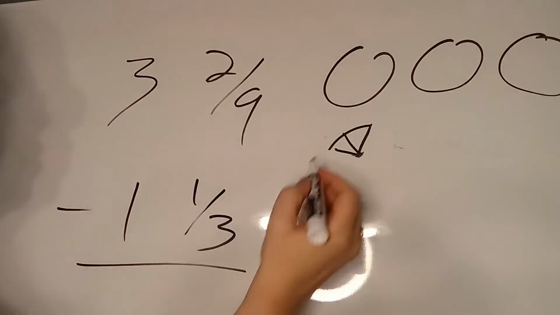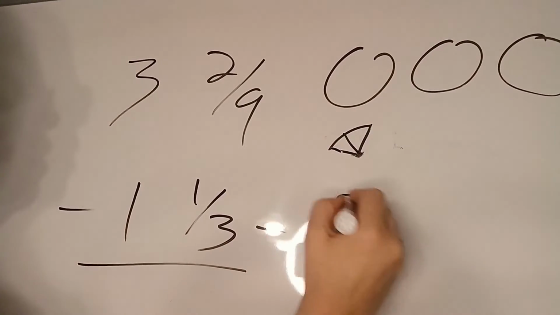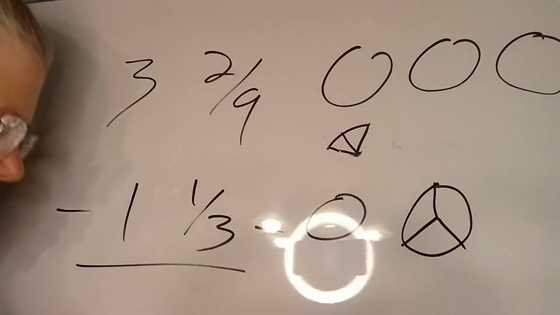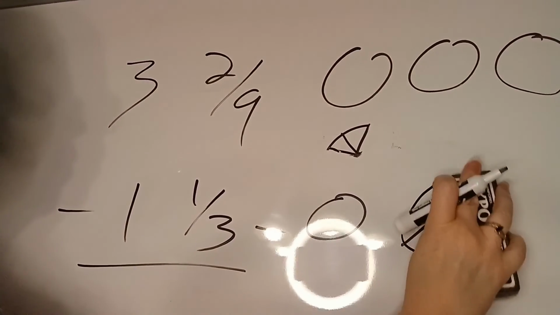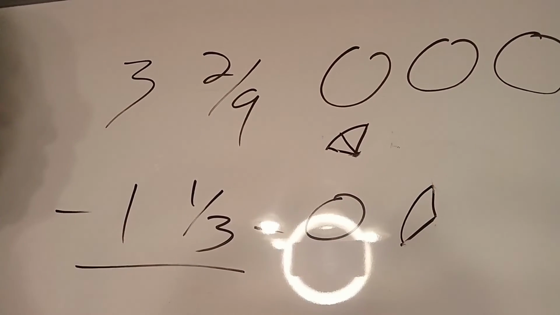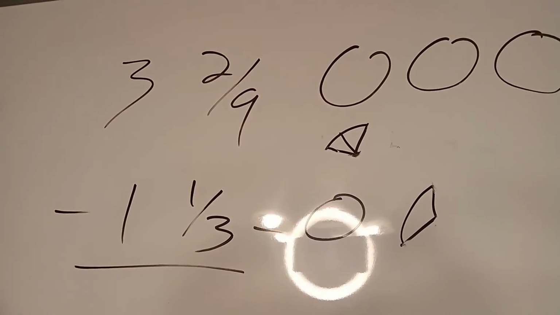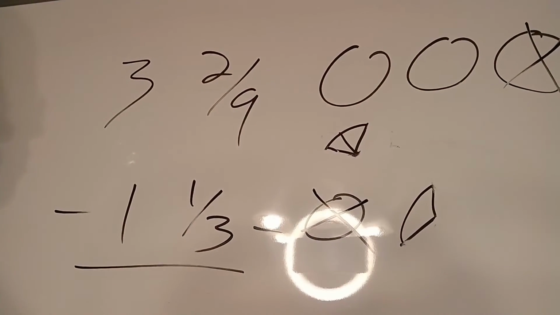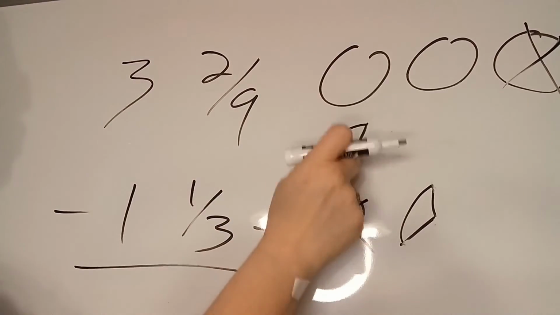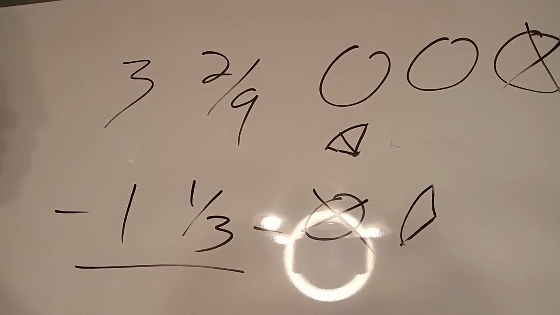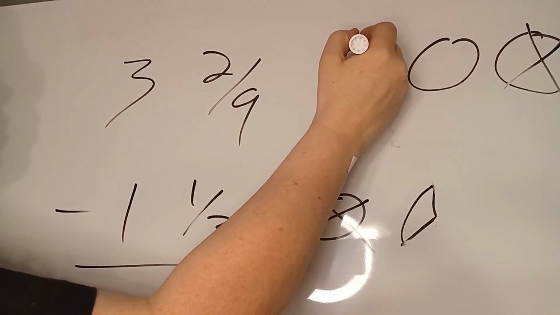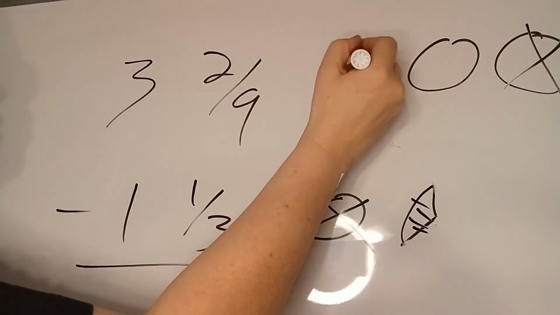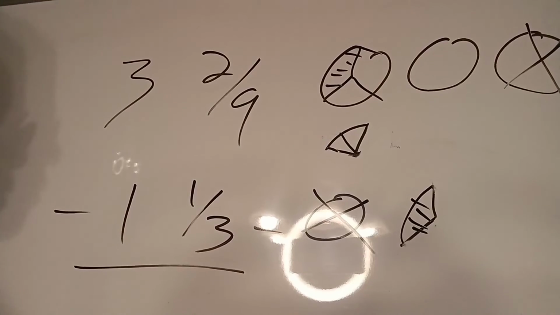1 and 2/9 minus 1 and 1/3. All right. So the 1, we can just cross off a 1. There, we're done. Now we've got 2 and 2/9 minus 1/3. So we'll take 1/3 of one of these and we'll subtract that off.